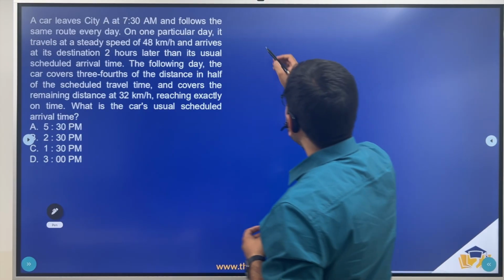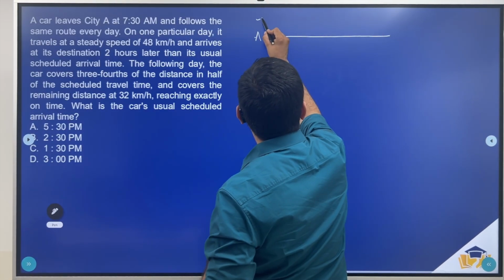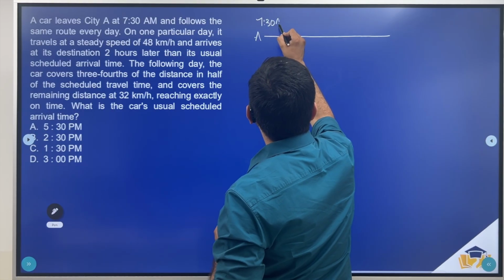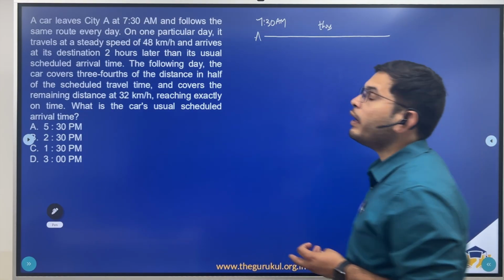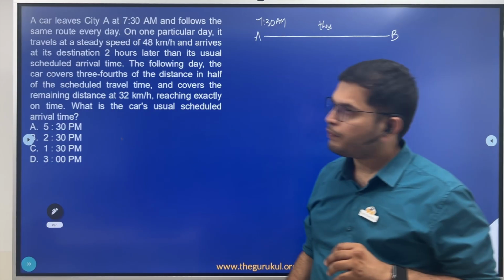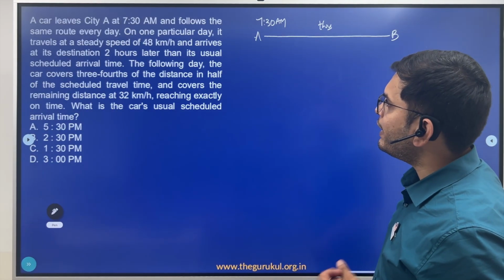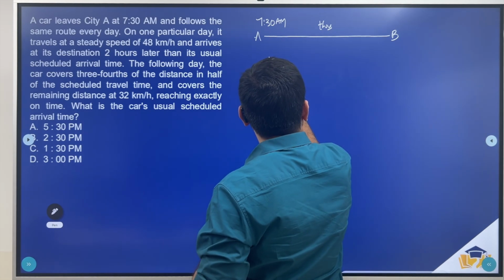Right. So car starts from A at 7:30 a.m. and let me consider that the car's usual travel time to be T hours. So it reaches some point B in T hours, right? Now on a particular day, it travels at a steady speed of 48 kilometers per hour, right?